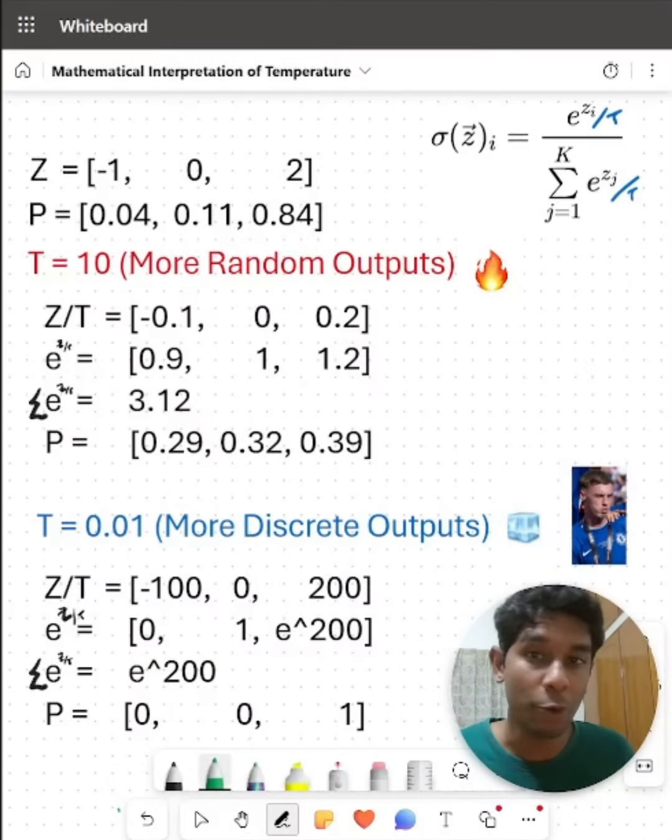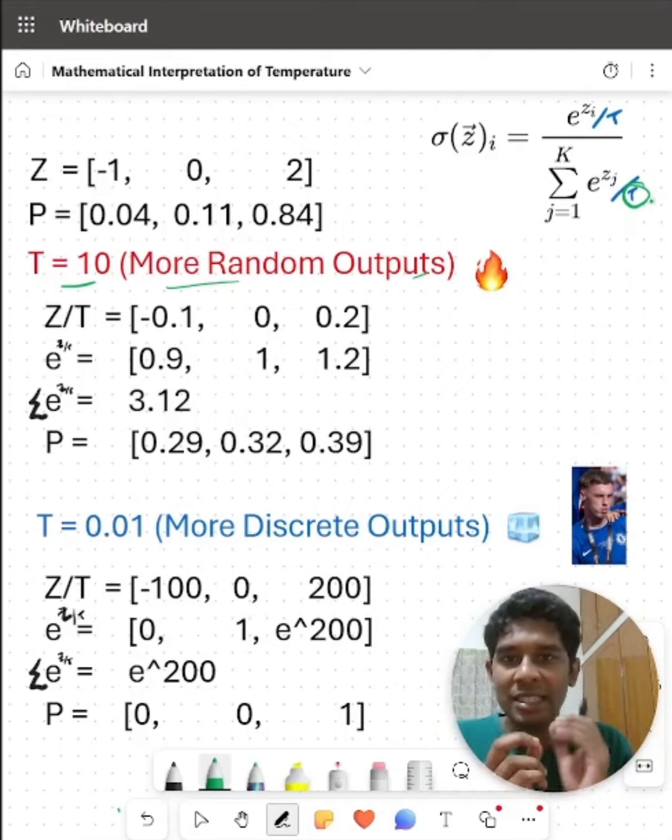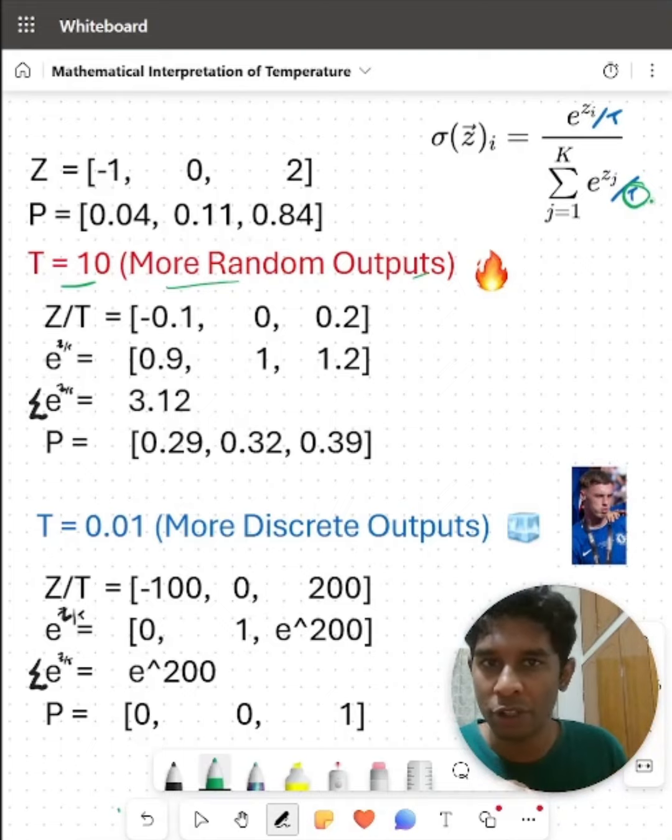For the first case, let's look at what happens when we have a high temperature of T equal to 10. We should get more random outputs. If you look at the formula, the value of T is in the denominator. So the T acts like a suppressor for the individual logit values. To understand this, let's continue the example.